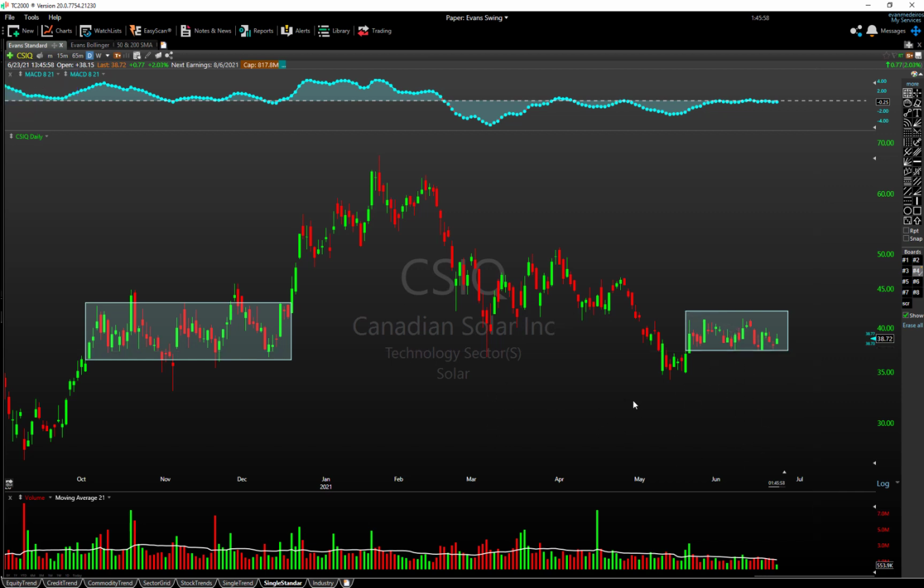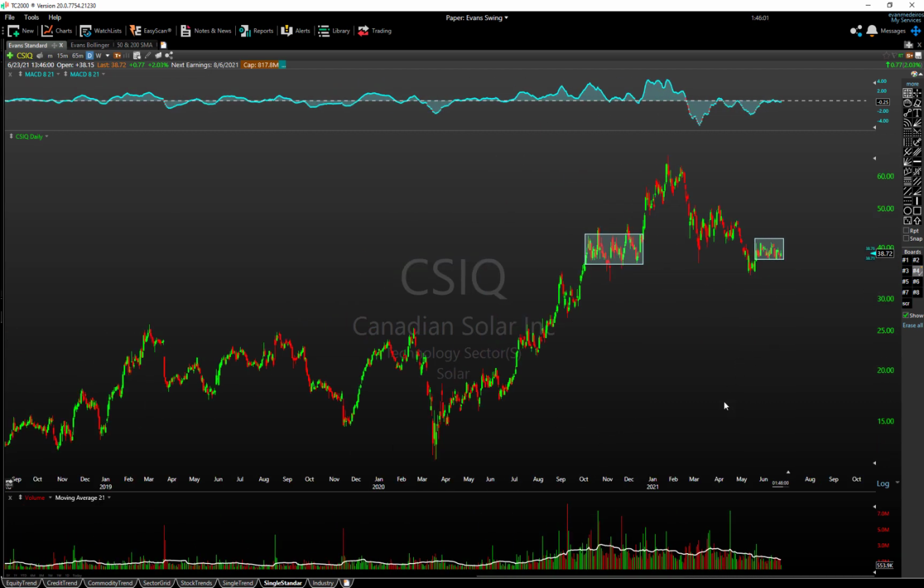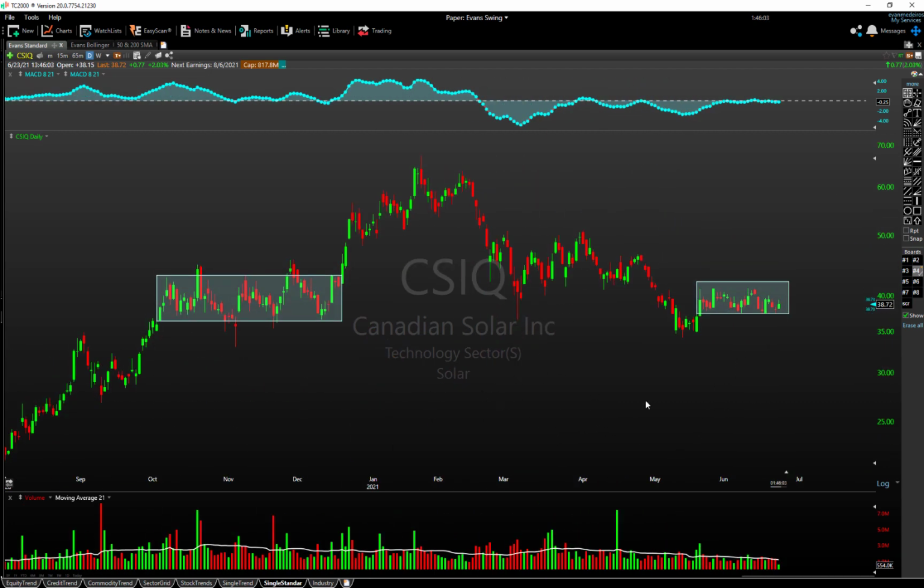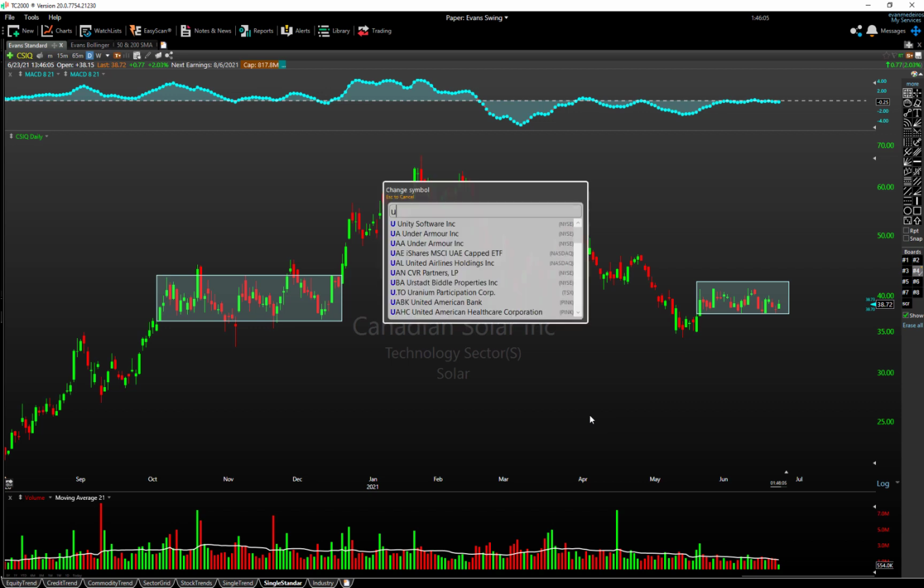So CSIQ, I think it's an interesting one to watch, especially if you like the longer term fundamentals on solar and this stock specifically. Next up is Uber.